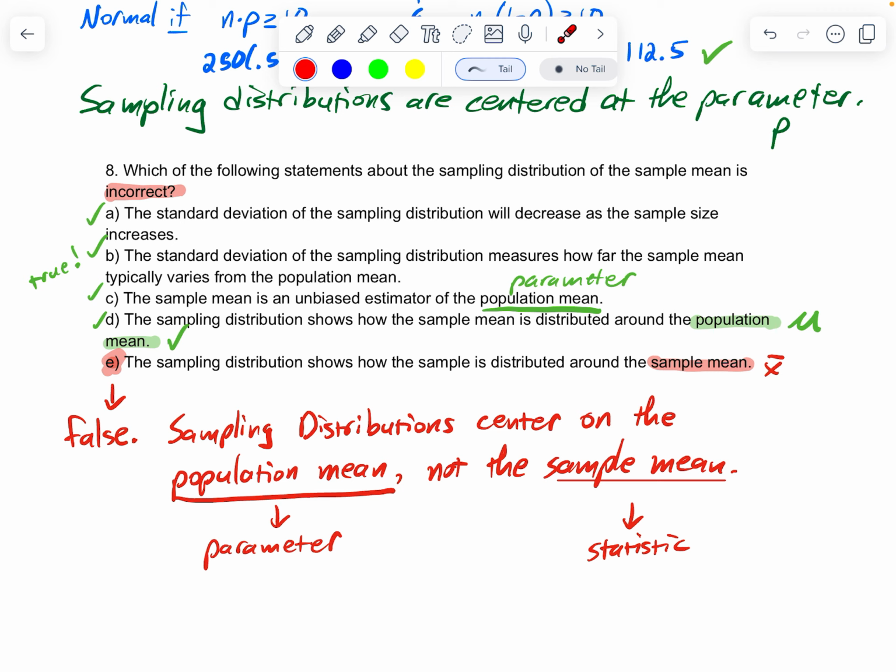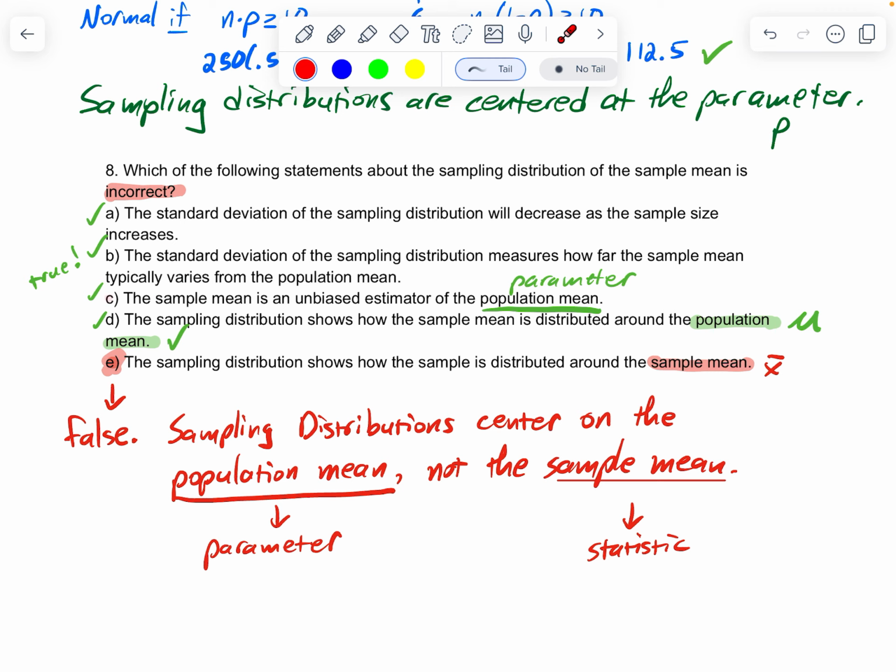B, the standard deviation of the sampling distribution measures how far the sample mean typically varies from the mean. So the standard deviation is how it typically varies from the mean. That is exactly how we interpret standard deviation.